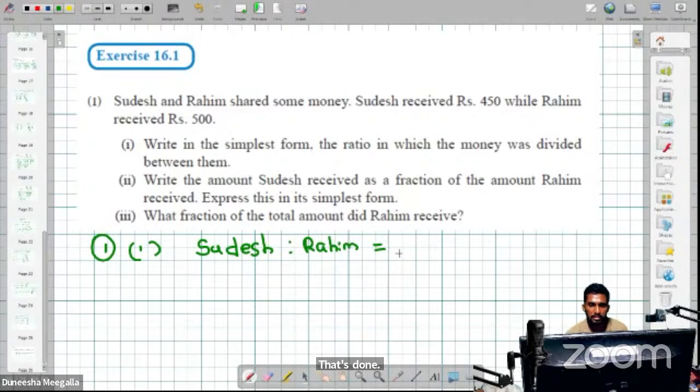What is the amount received by Sudesh? How much money was received by Sudesh? 450. Rahim? 500.